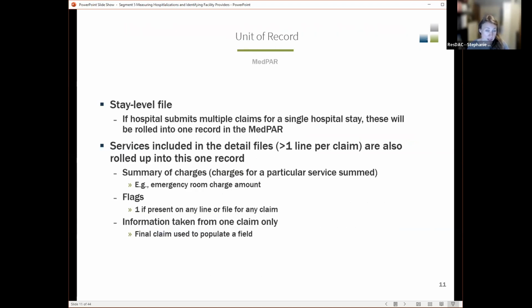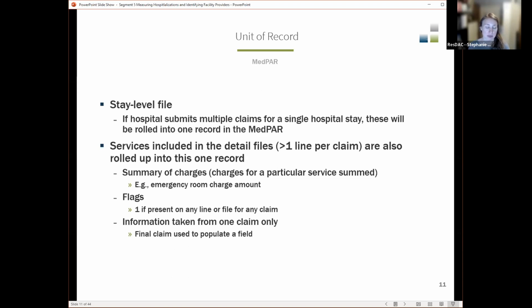So the unit of record of the MedPAR, you may have been noticing that I keep saying stays instead of claims. Part of making this policy-making file was that they rolled up claims into stays. If you're looking at inpatient fee-for-service data, I think it's like 98%, maybe 99% of stays only have one claim submitted. So there's not too much of a difference, but some stays do have more than one claim.